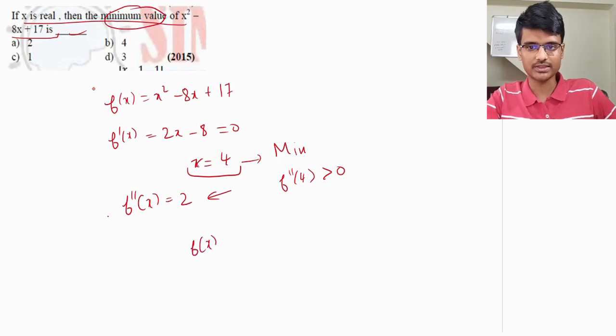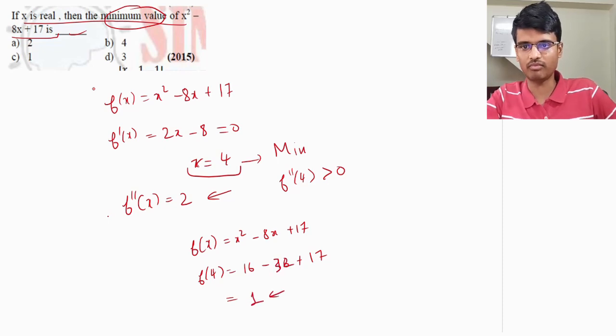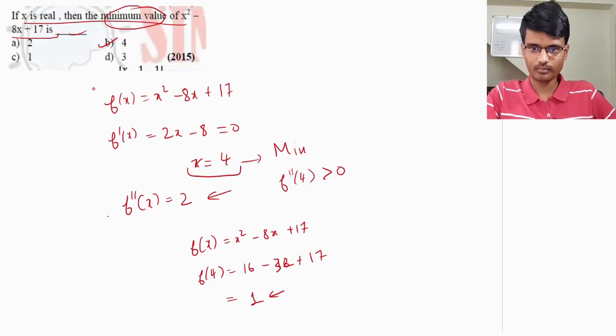f of x equal to x square minus 8x plus 17. I have to find out what is f of 4. That is nothing but 16 minus 32 plus 17, sorry, 8 4s are 32, right? So this is 1. So 1 is the minimum value. So the correct answer is option B. Moving on.